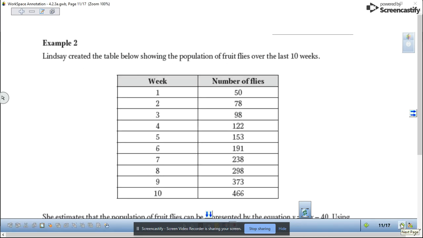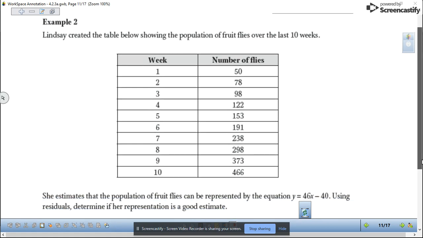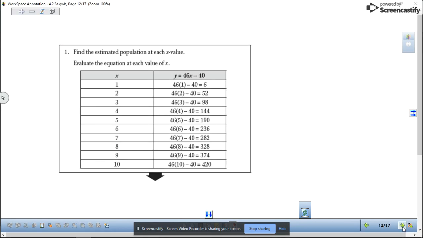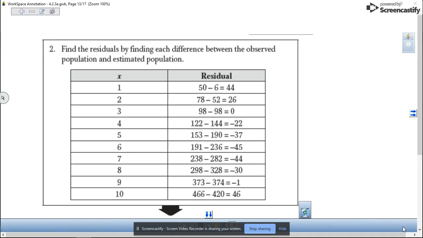Now, on the other side of things, we'll look at an example of what I mean when it doesn't work out that way. So Lindsay created a table below for the population of fruit flies over the last 10 weeks, and she estimates that the population of fruit flies can be represented by this equation down here, y equals 46x minus 40. Using the residuals, determine if her representation is a good estimate. So the first thing you're going to do is plug in 1 through 10 and get those values, and then you add or subtract to compare and get those residuals.